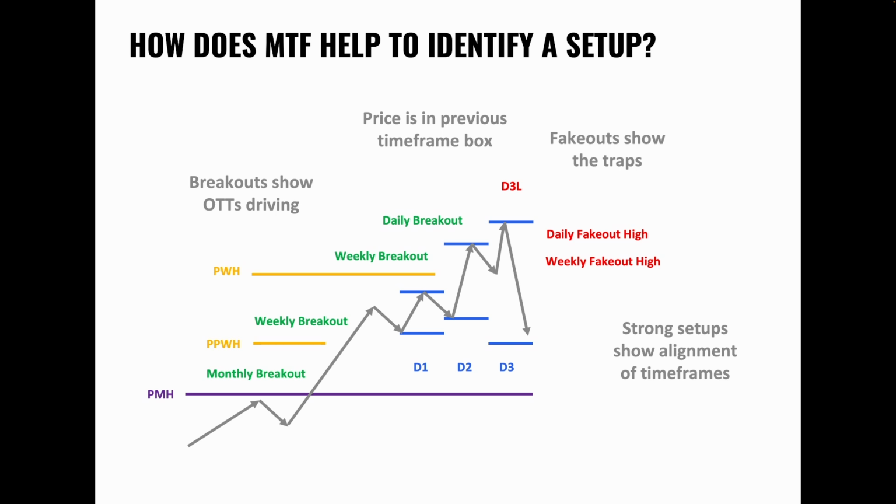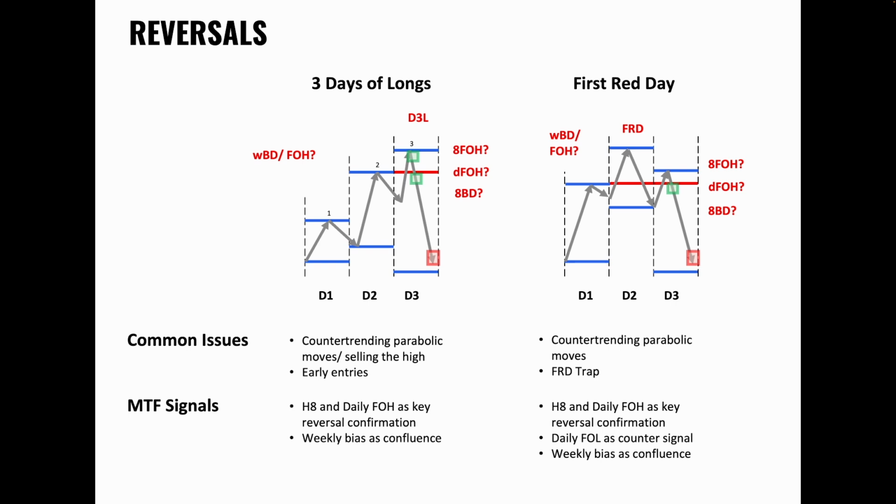And now let's look at specific situations, how this helps you with Stacey Burke's signals. So first category, reversal trades. So let's look at 3 days of longs and first red day. They are characteristically a bit similar, but also different. So 3 days of longs means we break out of previous day high 3 times. So first day breakout, second day breakout, third day breakout, and then we wait what's happening.